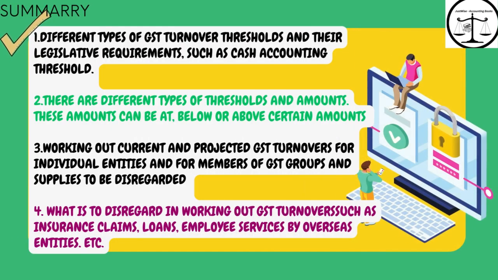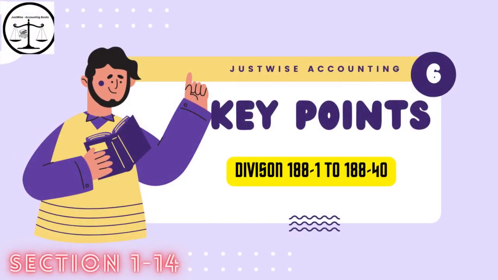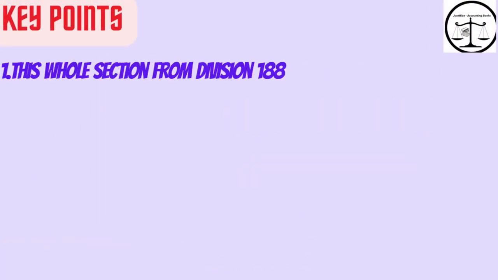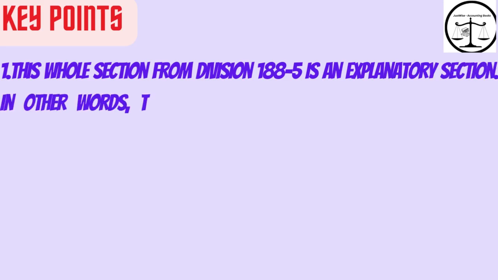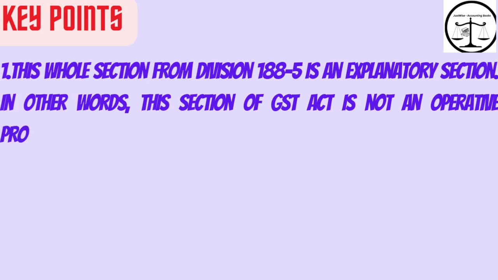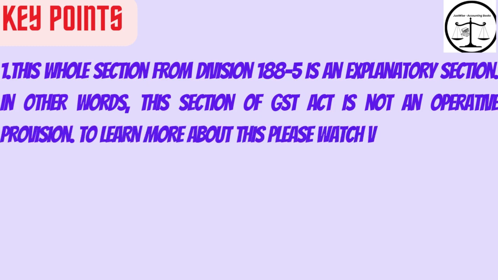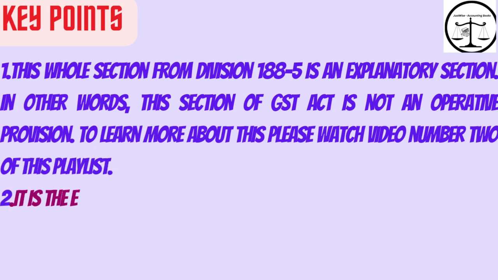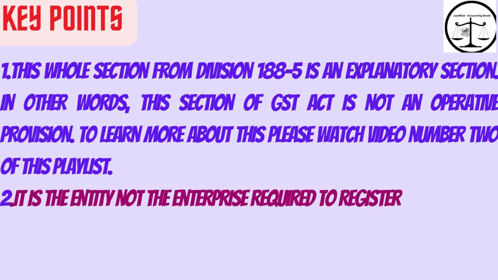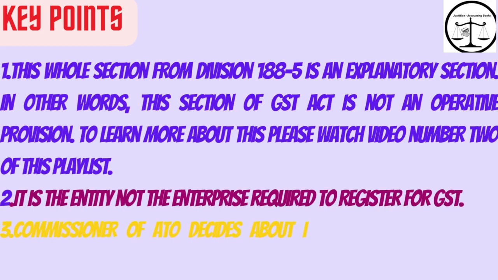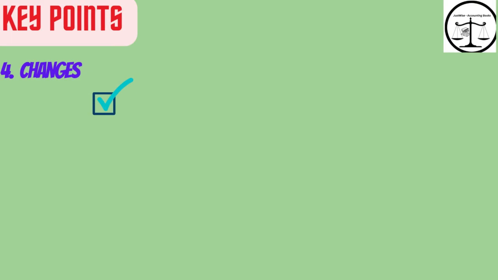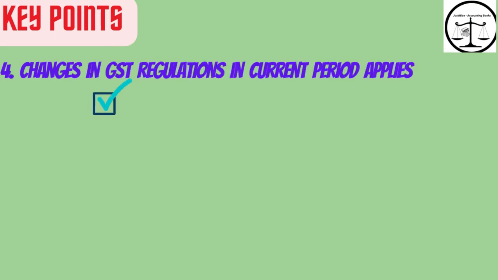Friends, at last, in the fifth section about key points, let's have a look at some key points we gleaned from Division 188-1 to 188-40 of the GST Act. 1. This whole section from Division 188-5 is an explanatory section. In other words, this section of the GST Act is not an operative provision. To learn more about this, please watch video number 2 of this playlist. 2. It is the entity, not the enterprise, required to register for GST. 3. The Commissioner of the ATO decides if monthly GST payments are applicable to an entity. 4. Changes in GST regulations in the current period apply to you in the next period.